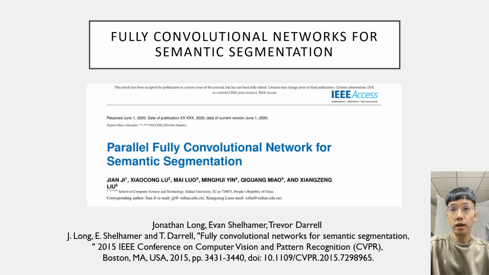The paper I'm going to introduce about the FCN is authored by Jonathan Long, Evan Shelhamer, and Trevor Darrell. It was originally published at the Conference on Computer Vision and Pattern Recognition in 2015. The paper introduced the fully convolutional networks architecture, a pioneering model in semantic segmentation.